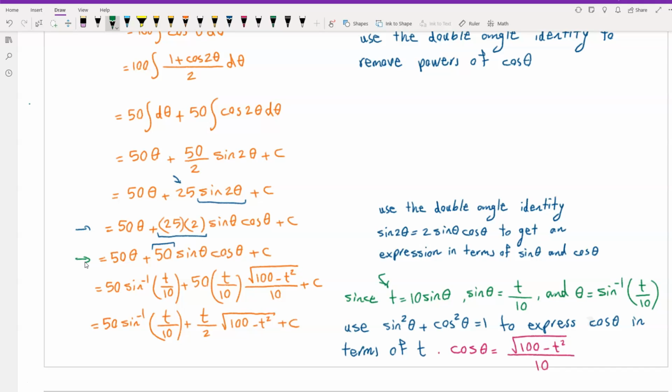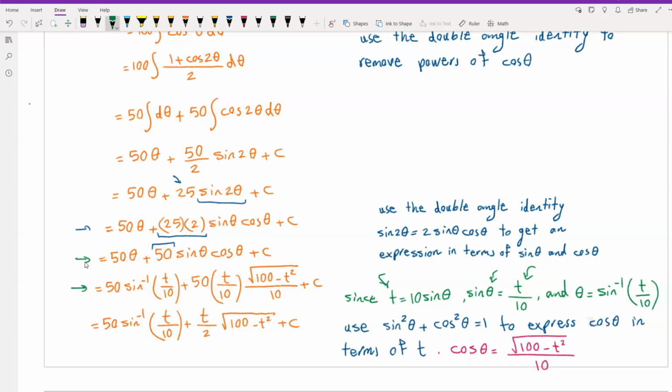And then, using what we have here, we had t equal to 10 sine theta. I use that one to find theta. So sine theta is equal to t over 10. Based on what we have here, theta is equal to inverse sine of t over 10. So use that here. Instead of theta, we have inverse sine of t over 10, plus 50 times sine theta, which is t over 10. And now here we have cosine.